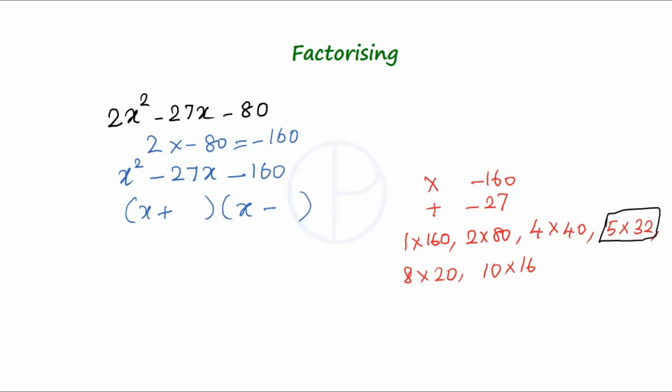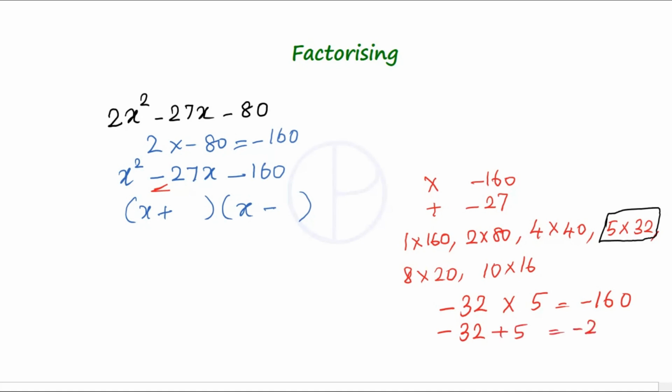Remember, we want the product to be negative 160. So one number has to be negative and the other positive. The second number is here negative 27. So we will take the bigger number as negative. So negative 32 multiplied by positive 5. You get negative 160. When you add, you get negative 32 plus 5 is negative 27. So x plus 5 and x minus 32.